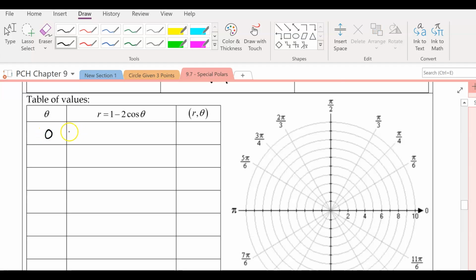So let's look at 0. If I plug in 0, I'm going to have 1 minus 2 cosine of 0. The cosine of 0 is 1, so I'm going to get 1 minus 2 times 1. That's 1 minus 2, which is negative 1. So my r, theta here is negative 1, and we're going to rotate 0. Let's go ahead and put that on here. That's going to be right there.